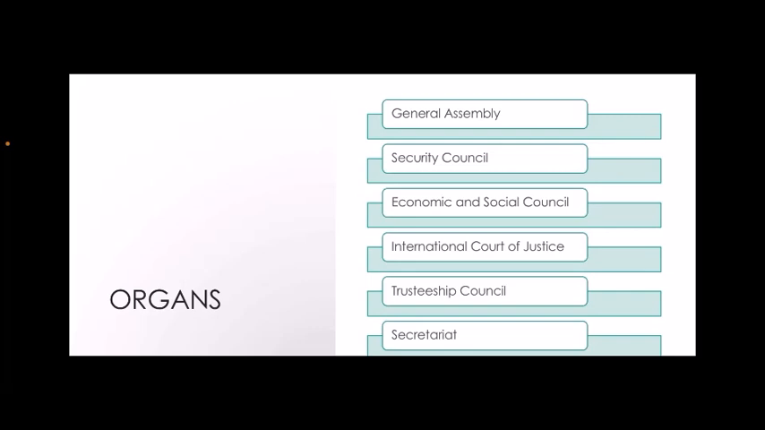The functions are to settle the disputes between 2 or more member nations of the United Nations, to interpret international law authentically, to advise the various organs or subsidiary bodies of the United Nations about legal issues.